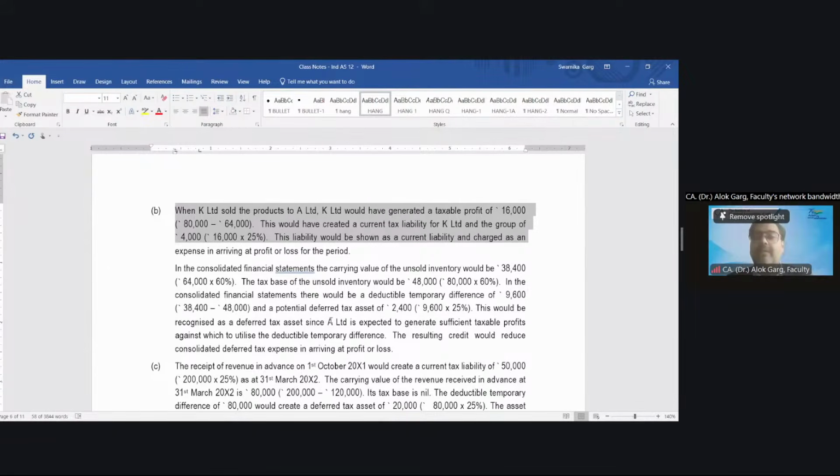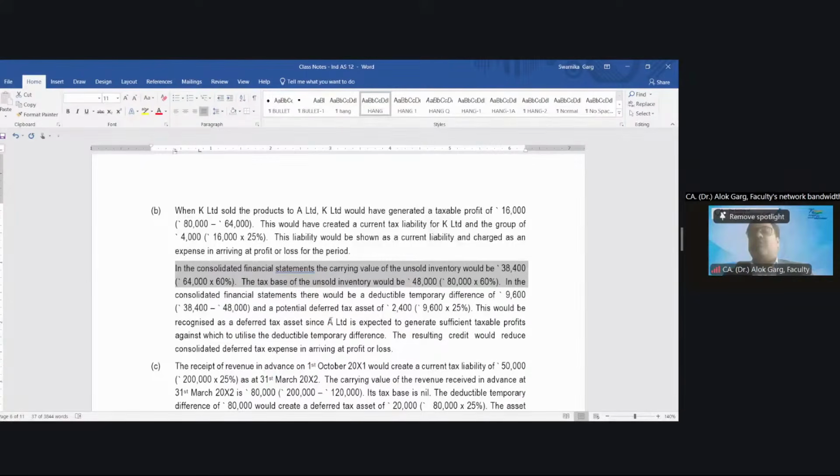Whereas tax base of the unsold inventory would be 48,000. So why am I considering 80,000 as a tax base? Because you are computing the deferred tax in the books of the parent, because consolidation has to happen in the parent entity, right? Since the parent has already sold out at 80,000, the tax books will say that your value is 80,000 for the entire inventory because it has already been sold out. So whatever is unsold in the group has to be valued at 80,000 multiplied by 60%, right?